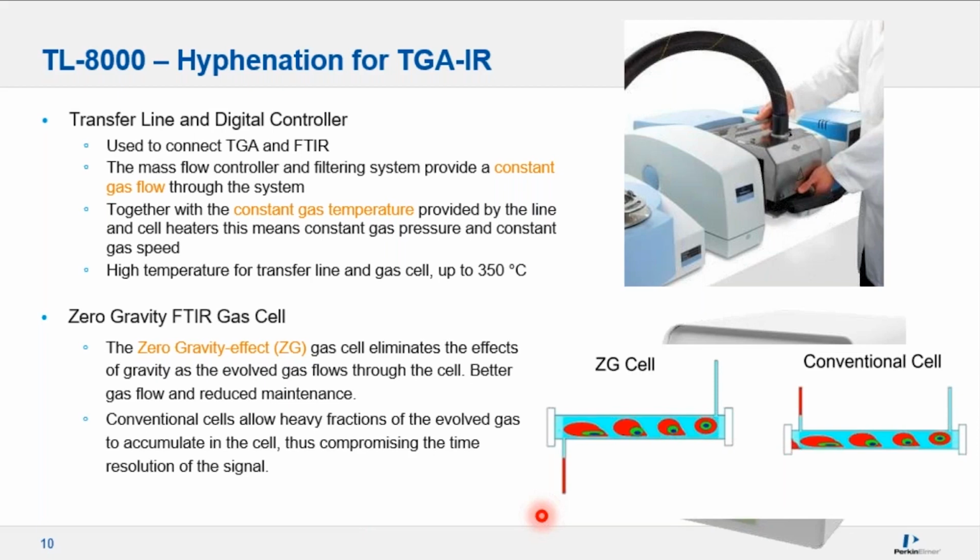In terms of the FTIR, the standard detector would be a DTGS. If you need increased sensitivity or increased scanning rates, then we can outfit the instrument with a liquid nitrogen-cooled MCT detector.